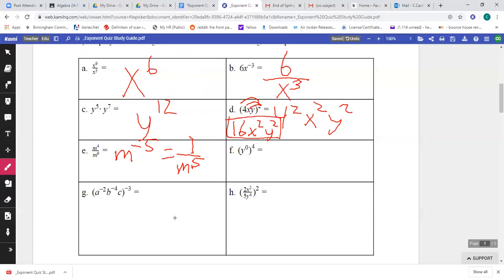F should be really simple. Remember, we also went over this in the lecture 2 days ago. If it's a power to a power, I just multiply. So 0 times 4 is 0, and anything to the 0 power is 1.